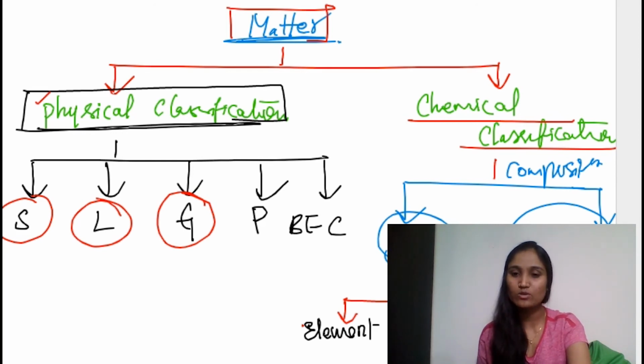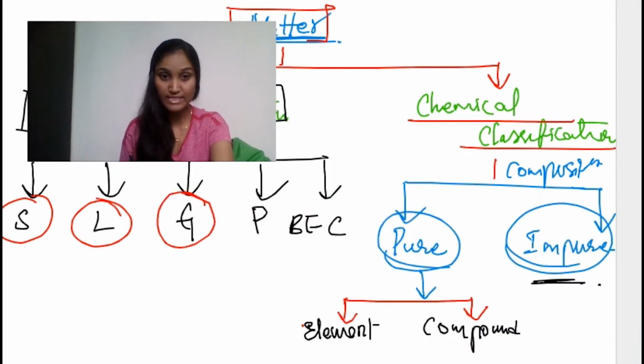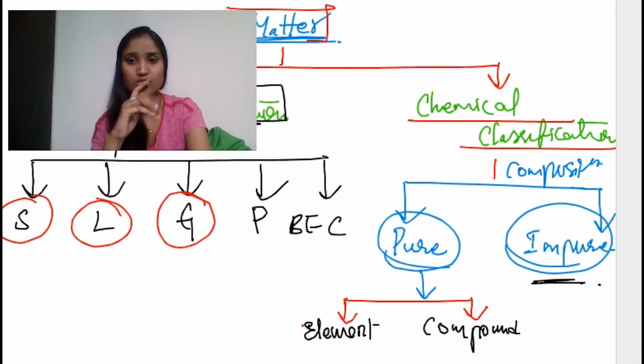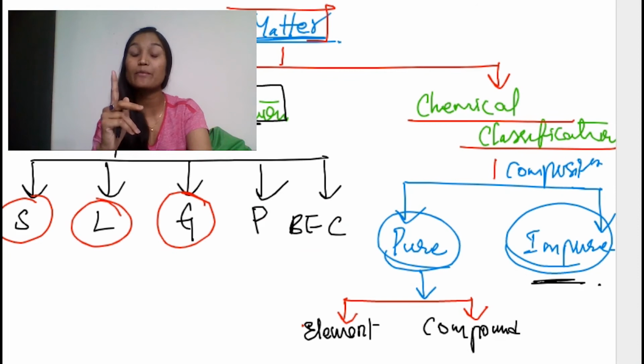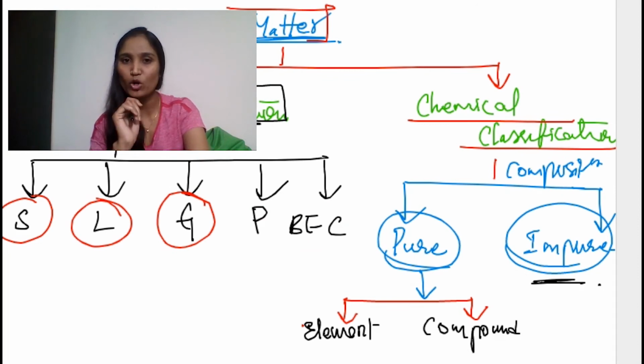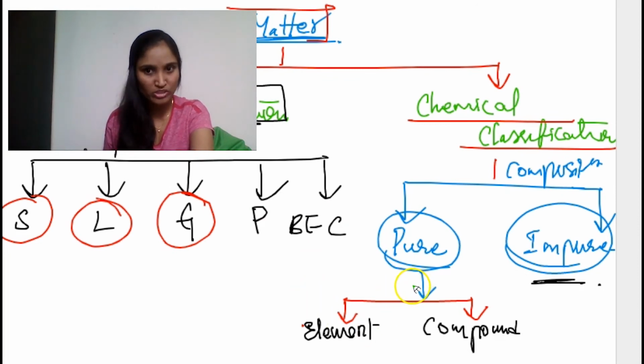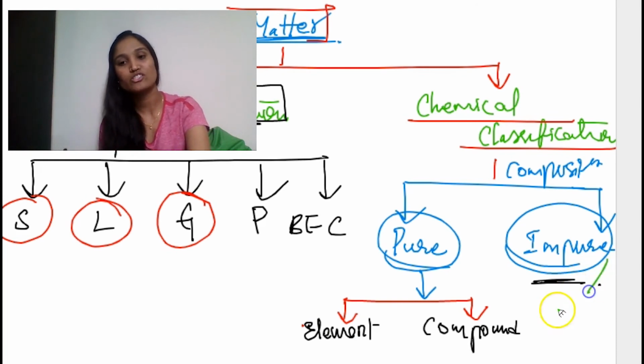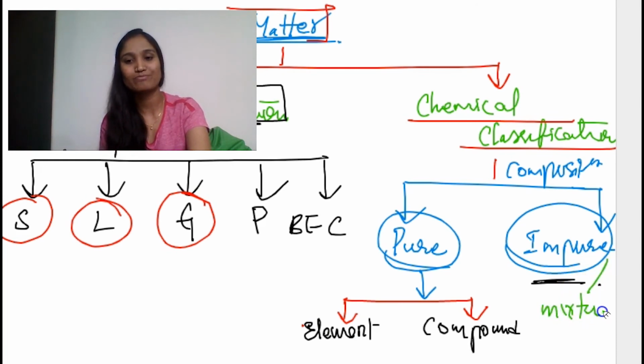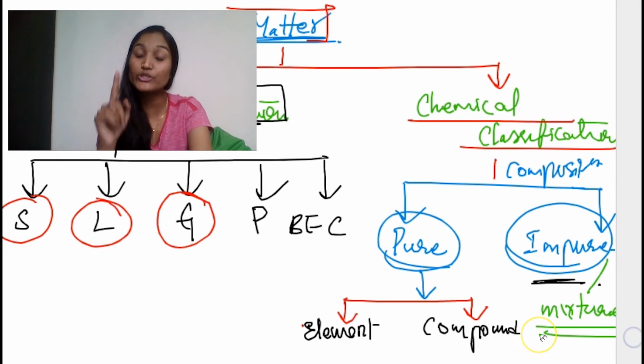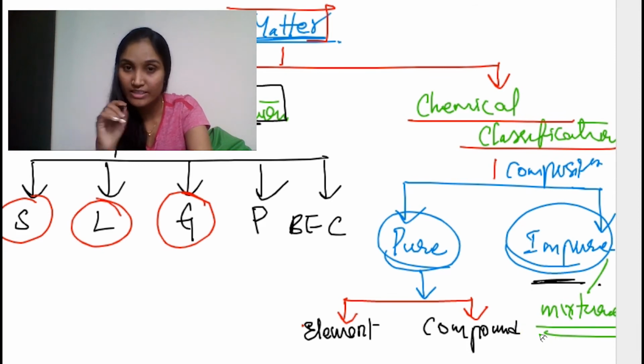Chemical classification is all about chapter number 2, which says that matter can be classified into 2 types based on its chemical composition. One is pure, which has similar types of molecules. The other one is impure, which is also called mixtures, which has dissimilar types of molecules. I repeat, molecules. Underline that word.